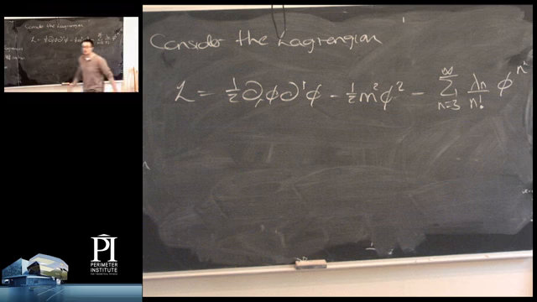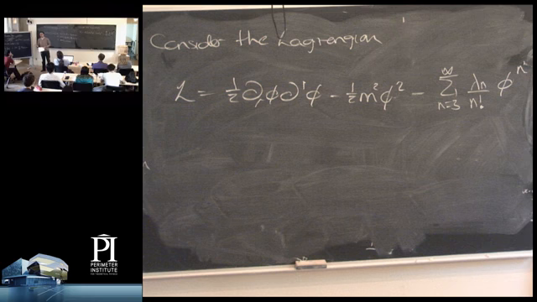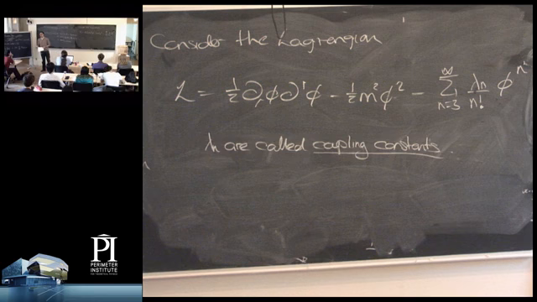I could also include terms higher order in the derivatives, but I want to just say something specific, but you're right, they should also be there. Actually, terms higher order in time derivatives come with their own problems. And it's also true in classical mechanics. You can have velocity squared terms, but you shouldn't have acceleration terms, phi double dot. Okay, these lambda n are called coupling constants.